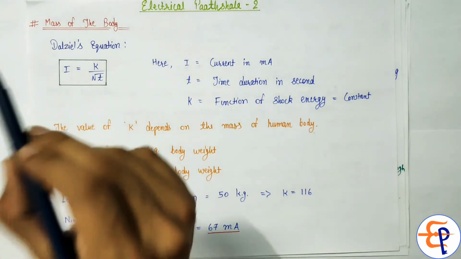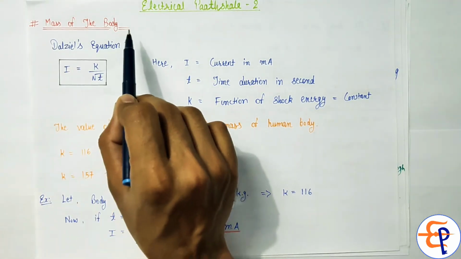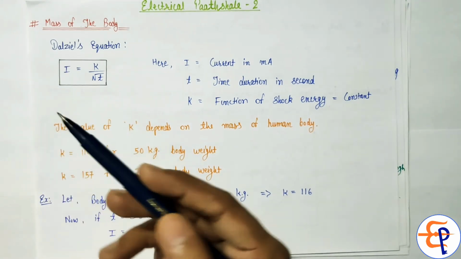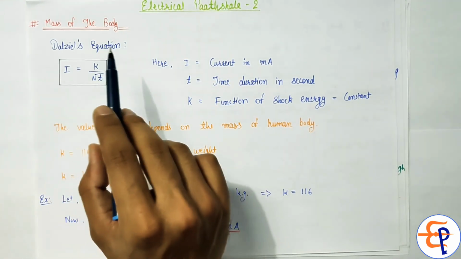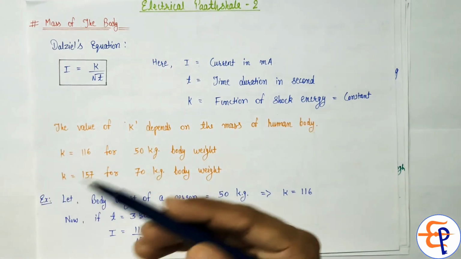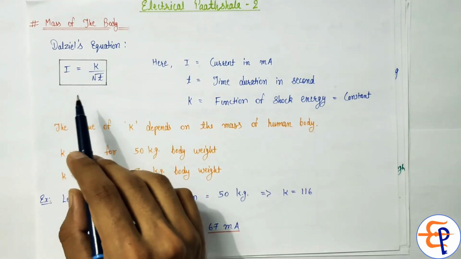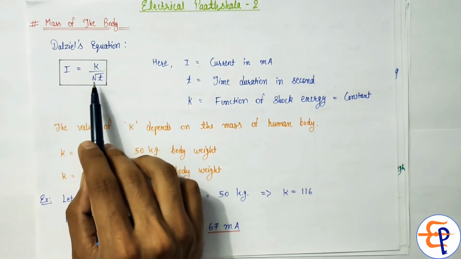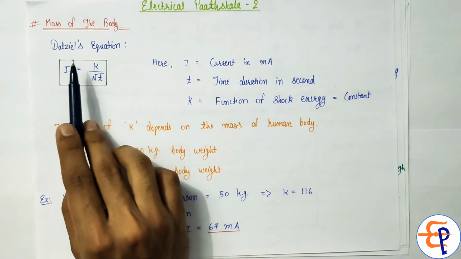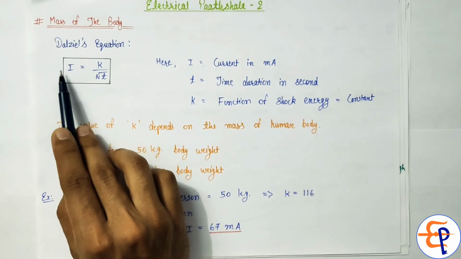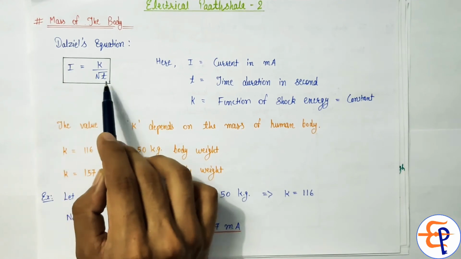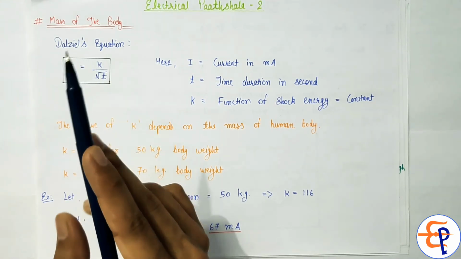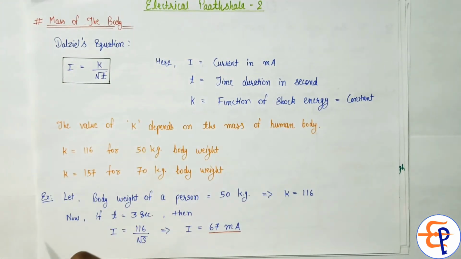Guys, the electric shock intensity also depends on the mass of the body, and this can be easily explained by using Dalziel's equation. So guys, there was a scientist whose name was Charles Dalziel. After performing so many experiments, he gave us an equation which can be mathematically represented by this formula, which is I equals K by root T. Now guys, Charles Dalziel's equation relates the magnitude of current I with the time duration T, for which this current I is passing through a person's heart, to the threshold of ventricular fibrillation.